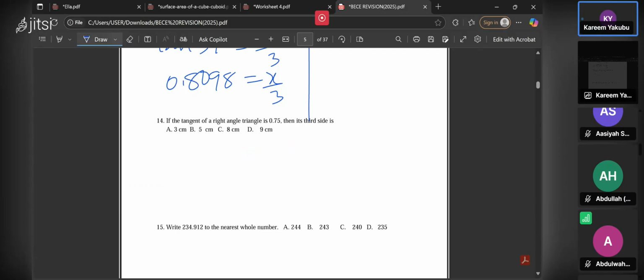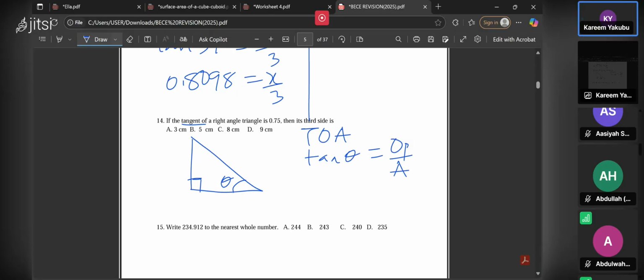Now, what this one is saying is that, in a right angle triangle, we have a right angle triangle. That's another way of asking the question. Let's assume that this is the theta here. And we are talking about tangent, which is TOA. So when we say tangent is TOA, that means tan theta is equal to opposite over adjacent. This is the hypotenuse, this is opposite, this is adjacent.